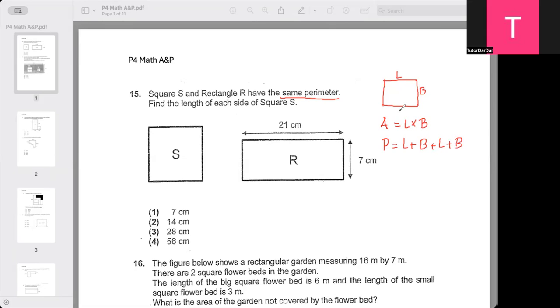Why? You have two lengths and you have two breadths here. Or you can also do 2 times L plus 2 times B, because you have two lengths and two breadths. So add together, you will get the perimeter. This is for the rectangle.